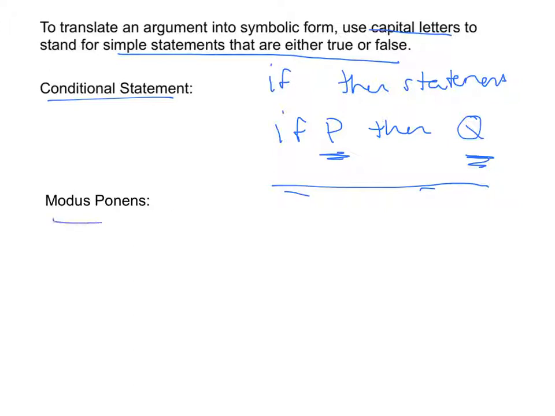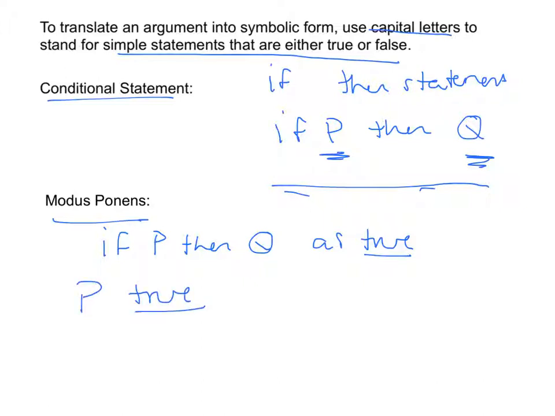So this next term, according to this, if you accept if P then Q as true, and you accept P as true, then you must logically accept Q as true.